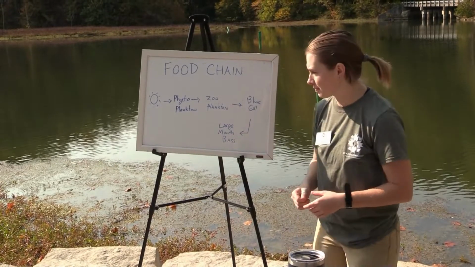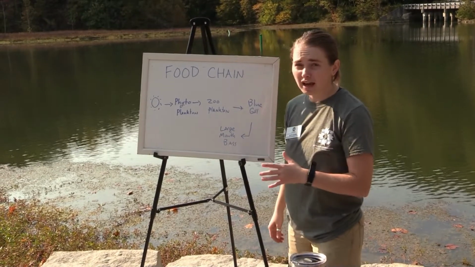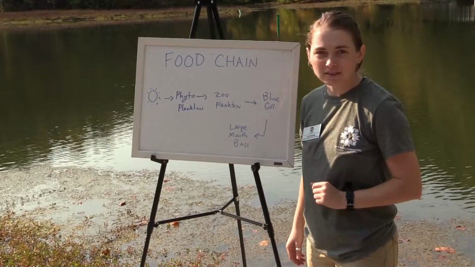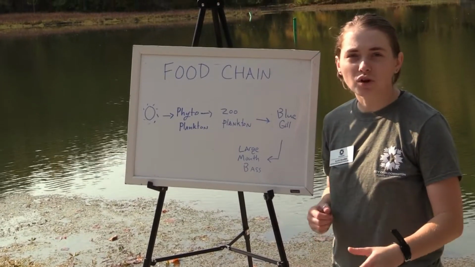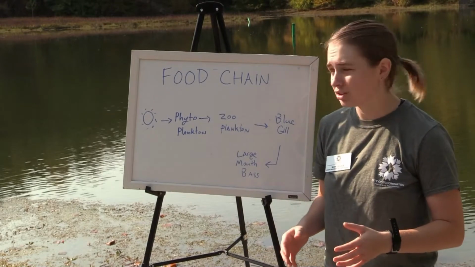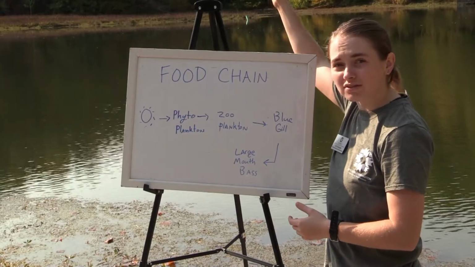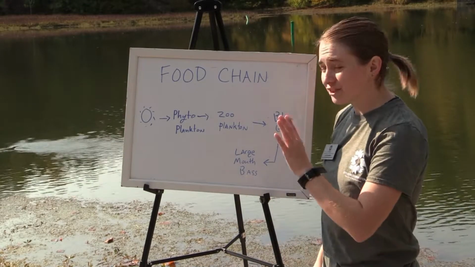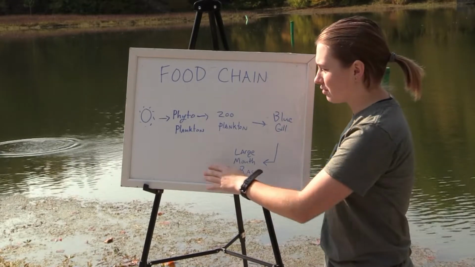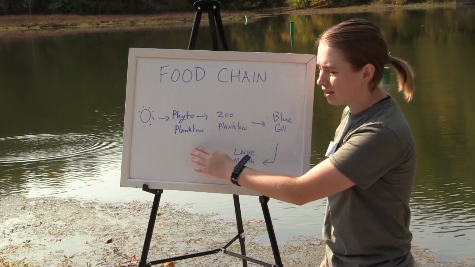Let's start from the bottom. The first thing we have that puts energy into a system, what you use to run around and do things in your life, is the sun. The sun is our main source of energy. Now, the first living thing in our food chain is phytoplankton.